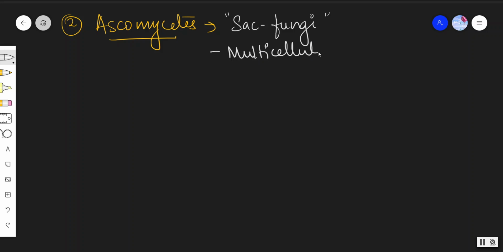Ascomycetes. About them, they are commonly called sac fungi. They mostly are multicellular, and they are saprophytic in nature. Saprophytic in nature. Okay, they are decomposers.